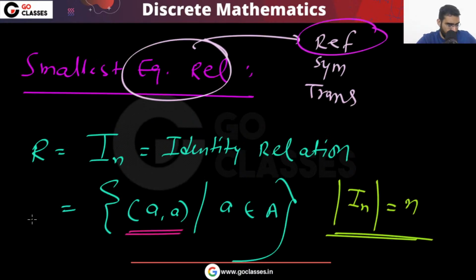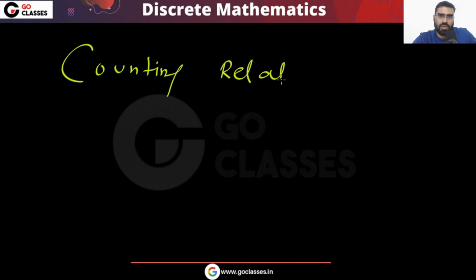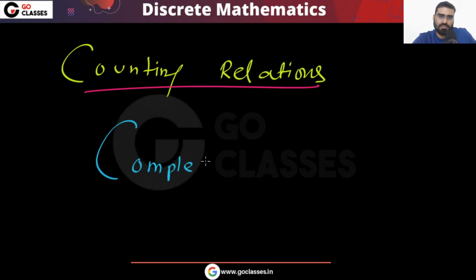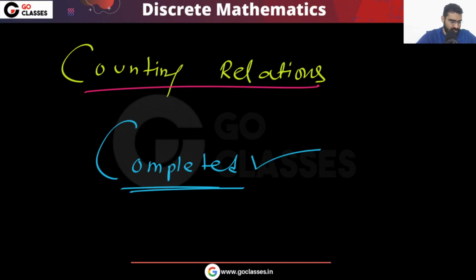I hope all these points are clear. Does anyone have any doubt in these? All the questions we have done, we are done with counting the number of relations. So this topic is done. Counting relations, all the questions, all the variations, this is completed. So this is enough in the relations. The remaining things you can do yourself.